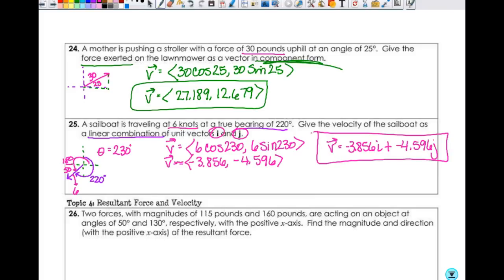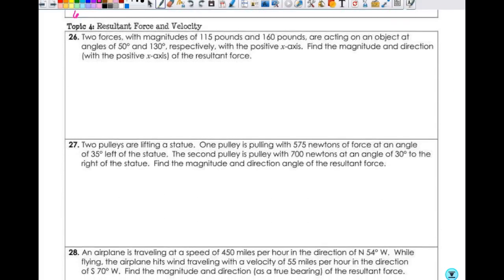All right, so now let's look at resultant force and velocity. Two forces with magnitudes of 115 and 160 are acting on an object at angles of 50 and 130 respectively with the positive x-axis. So that means those are theta. Find the magnitude and direction with the positive x-axis of the resultant force. So this is talking about theta 100% of the time.